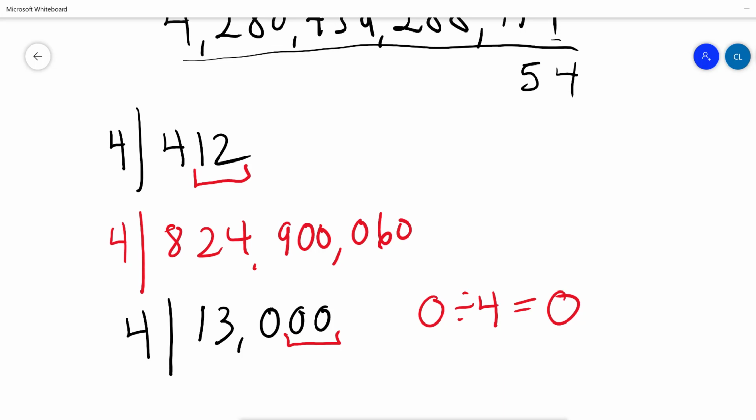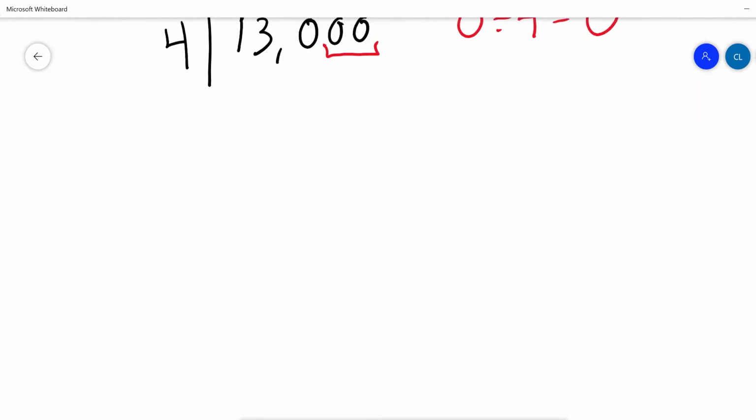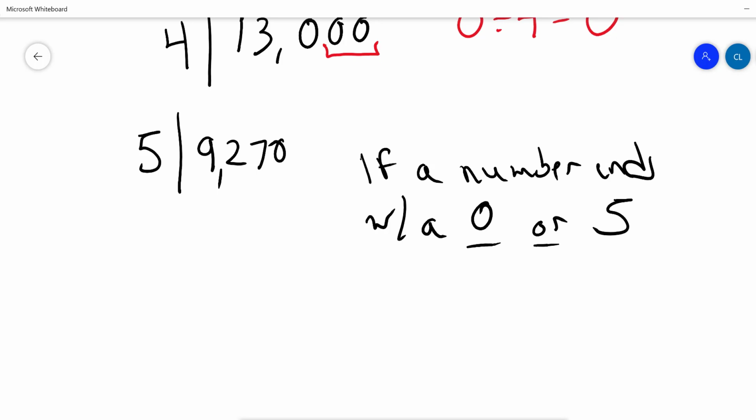And the last one we'll go over in this first video is another very easy one, 5. We know that 5 divides 9,270. Why do we know that? 5 divides a number if and only if the number ends with a 0 or a 5. So 9,270, let's check it using all of our rules so far. Does 2 divide it? Yes, because it ends in a 0. It's an even number. Does 3 divide it?